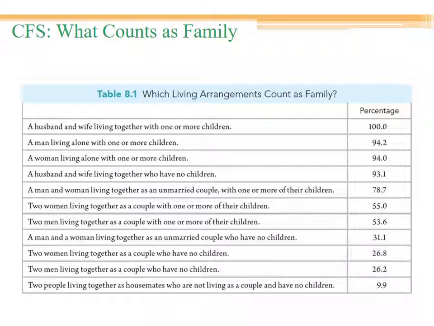So this table over here tells us the percentage of Americans who identify a family according to the different living arrangements listed here. So the percentage of Americans who believe that a husband and wife living together with one or more children is a family, the very top row, all the way down to the two people living together as housemates, asking whether that counts as a family. In the next slide, I'm going to pose a number of questions related to this table. So you can pause the presentation and return to this section to review the table for the answers.